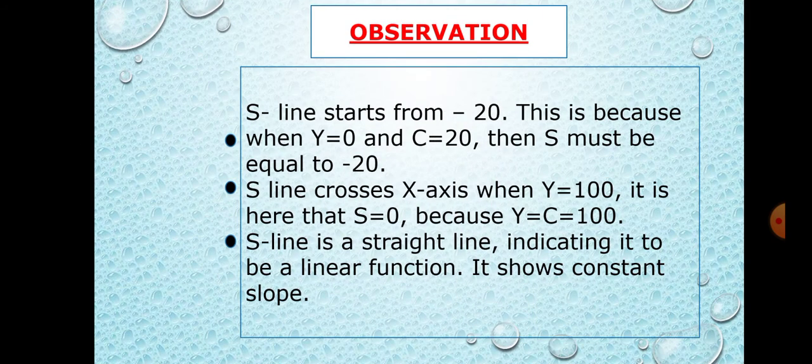S line starts from minus 20. This is because when income is 0 and consumption is 20, then saving must be equal to minus 20, or it will be negative. Saving line crosses x-axis when Y is equal to 100. It is here that saving is equal to 0 because income is equal to consumption is equal to 100. Saving line is a straight line indicating it to be a linear function. It shows constant slope.